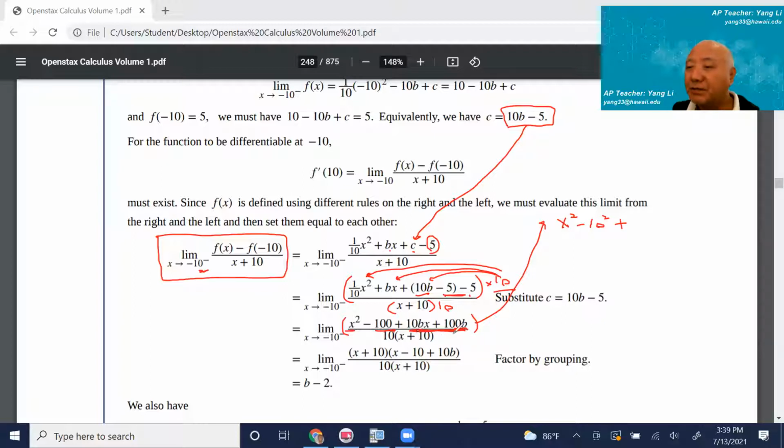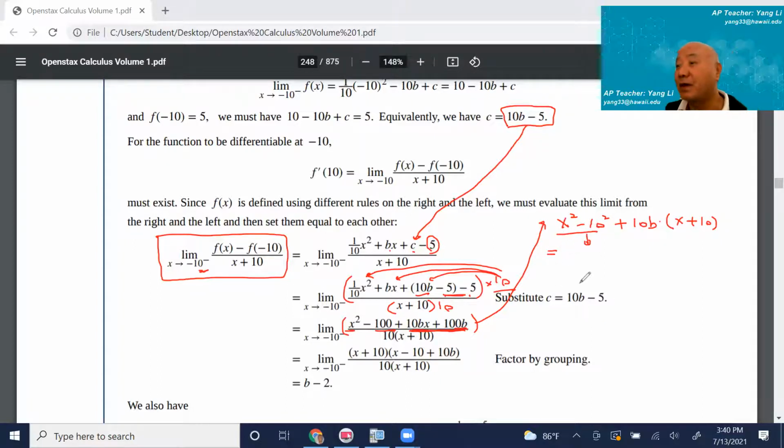Common factor is 10b. So you put what? 10b here. After you take the 10b out, you will have x. And then plus 10b, so you have 10 left over, right? This part. Continue. This part use difference of two squares.